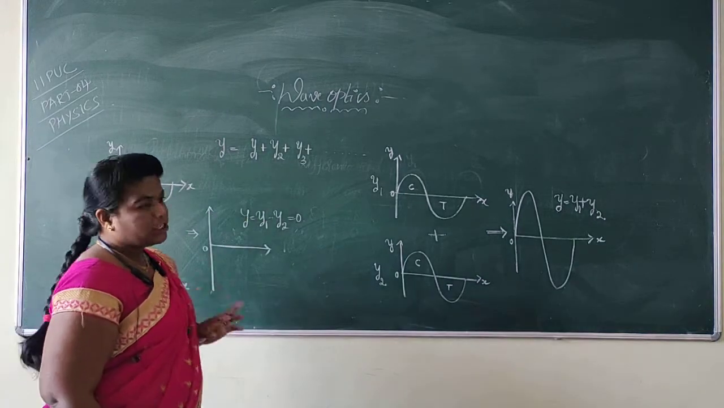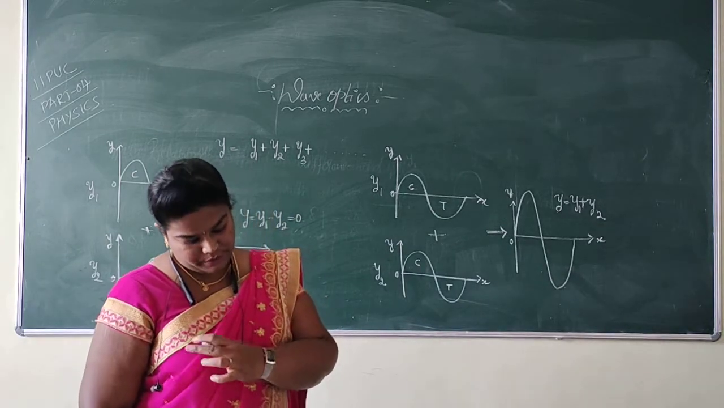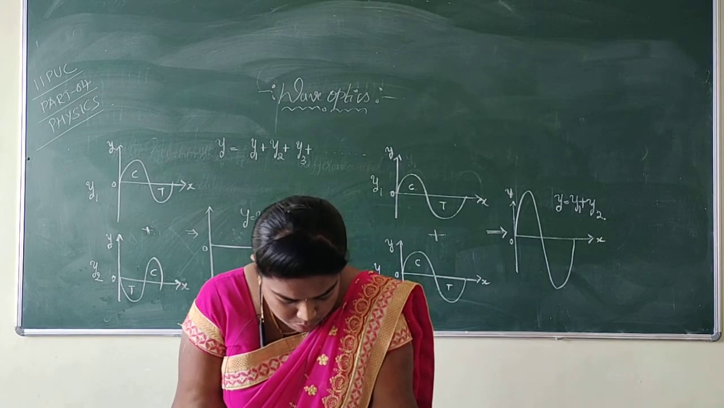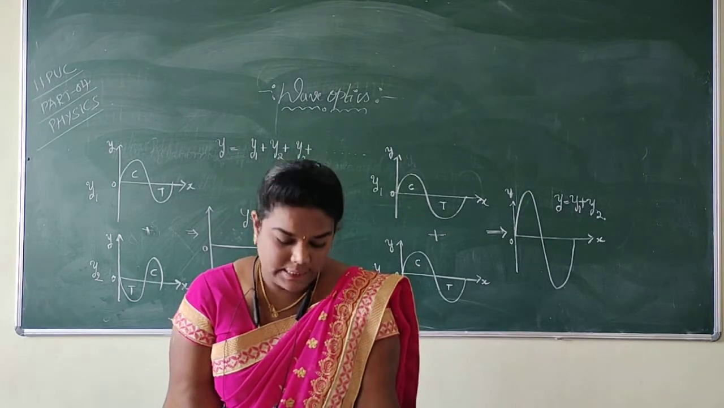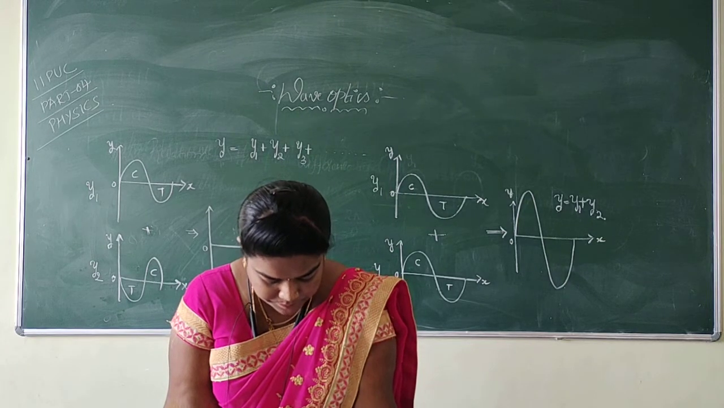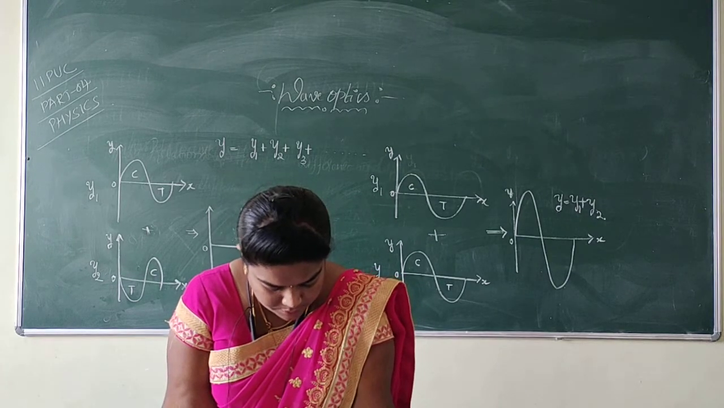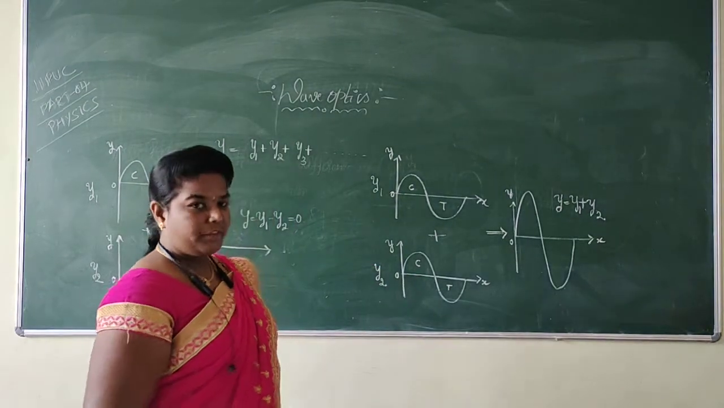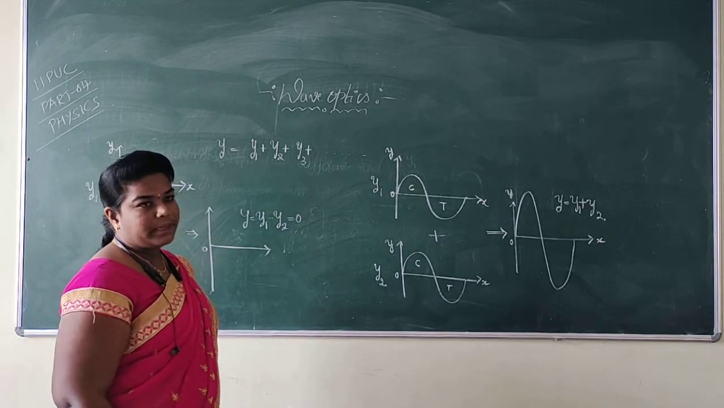So this is a representation of the superposition principle. Take down the heading: superposition principle of waves. First one, the statement. When two or more waves are superposed, the resultant displacement at the point of superposition is equal to the vector sum of displacements of all the waves. Now write this formula: y is equal to y1 plus y2 plus y3 plus so on.